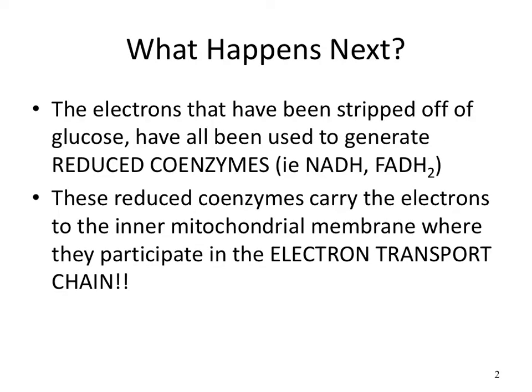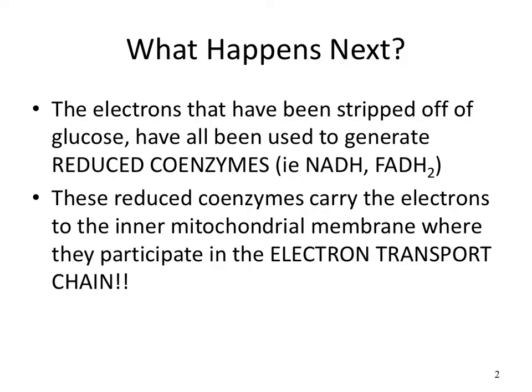So at the point where we left off, having completed discussing glycolysis and then the Krebs cycle, we've accomplished the complete oxidation of glucose to form carbon dioxide. All of the electrons that were originally present on glucose have been stripped off through redox reactions, and they have been used to generate reduced coenzymes, specifically NADH and FADH2. Those reduced coenzymes are the point of connection between glycolysis and the Krebs cycle and the third and final stage, which is the electron transport chain.